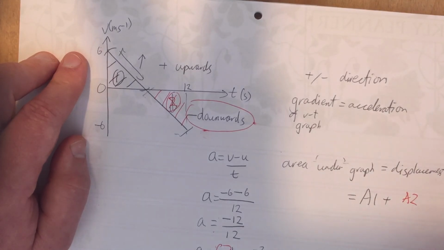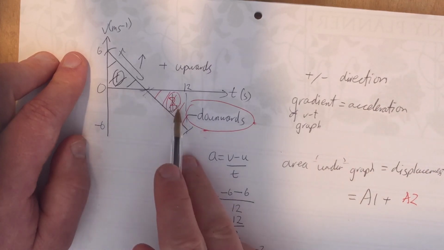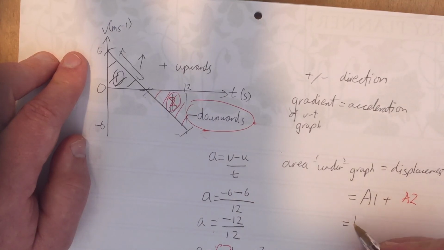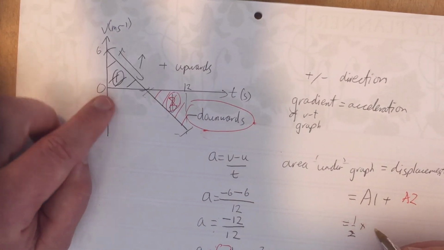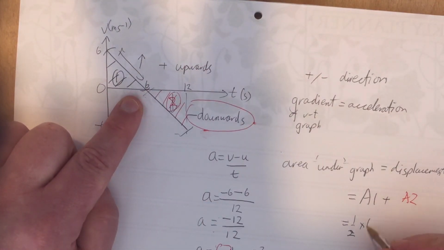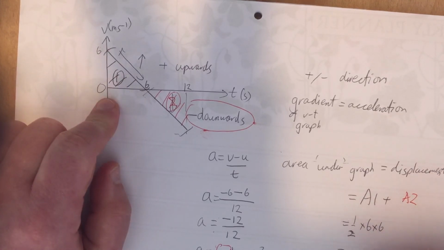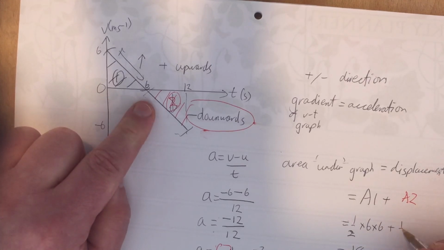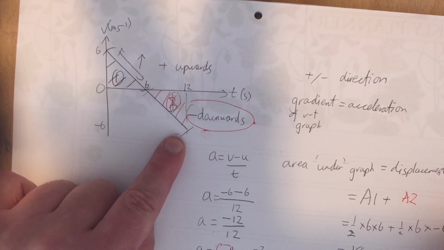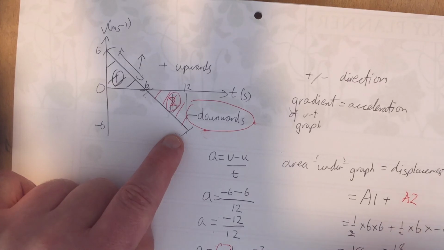Now there's different ways this is done by different teachers. Some people say you take away area 2. Some people say that you make this area negative, but I'm going to do it this way. So area 1 is half times base times height. In this case, it would be half times 6 times 6, which equals 18. Area 2 here is going to be half times 6 times -6. So that ends up being -18. And that gives us a very strange result: the displacement is actually 0.